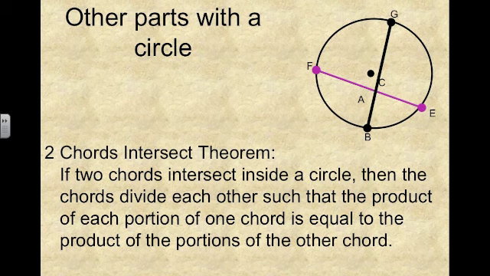So in this case here, I got chord GB that's intersecting chord EF, and they're intersecting at this point A. So what this theorem tells me is that from A to B and A to G, if I multiply those two values, I get the same result as if I multiply A to E and A to F. Those always work out.